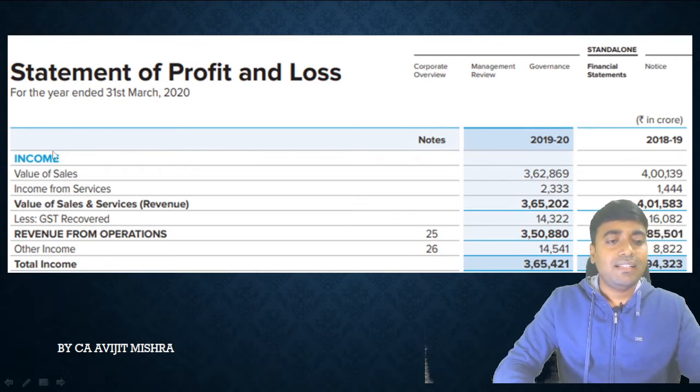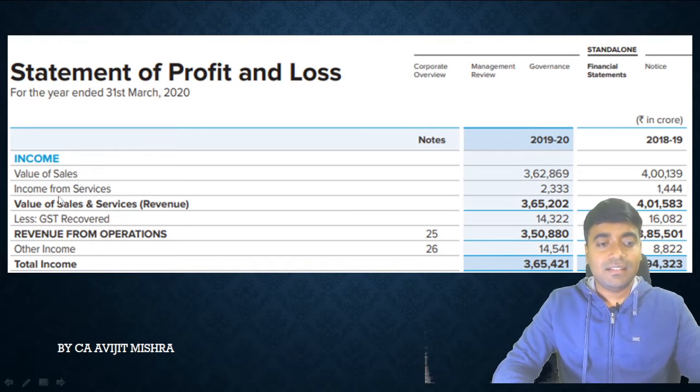And here you can see there is an income statement. What is coming in the income statement? First, the value of sales. Second is the value of, or income from, services. The value of sales and services is the total of value of sales plus value of services. Then after less the GST they have recovered, it comes as revenue from operations and other income, the total income.